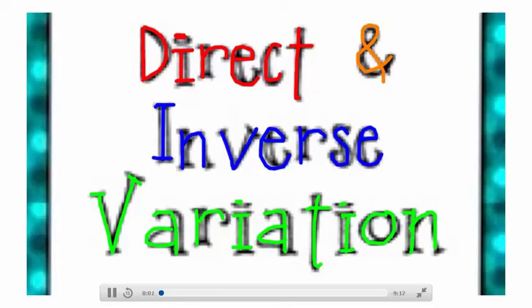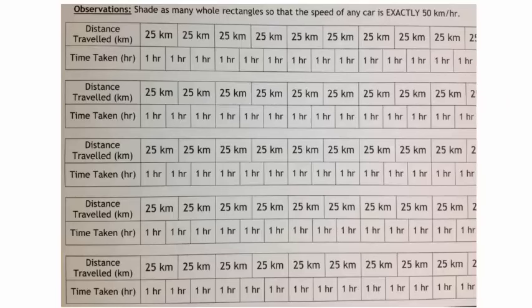Welcome to MATLAB. Today, you're on your journey to discover when two quantities vary directly or inversely with each other. Let us consider the following situation. Suppose any car on this highway has to travel at a speed of 50 kilometers per hour. The distance travelled in kilometers and the time taken in hours has been provided in a tabular form.